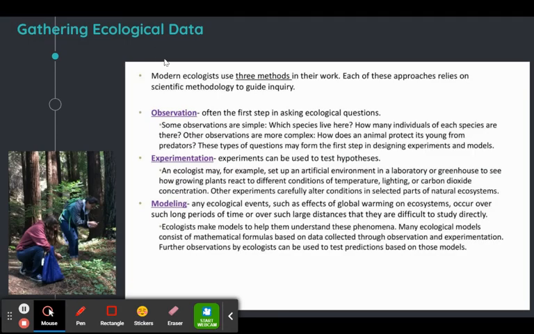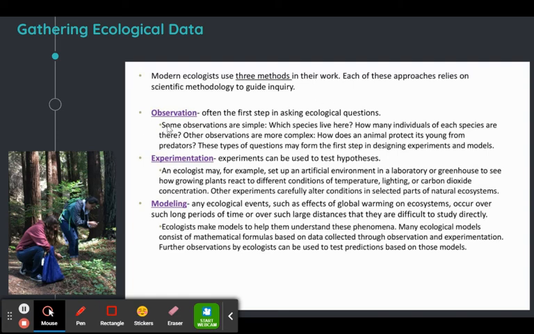When we study ecology, it's a little bit different than any other branch of science because a lot of ecology is studied outside of a laboratory. And you have to think about different ways to conduct experiments and different ways to observe what's happening. So, ecologists rely on three methods in their work. Each of these approaches relies on scientific methodology to guide inquiry. So, we're still adhering to the scientific method, even though we're outside, we're not in a lab.